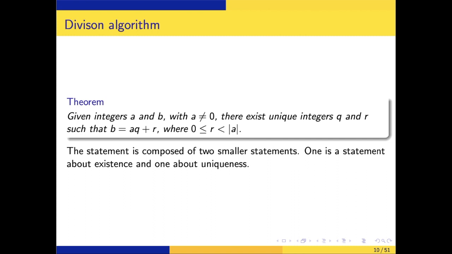The division algorithm states that if we have two integers a and b with a not equal to 0, then there exist unique integers q and r such that b = aq + r, where r is greater than or equal to 0 and less than |a|. So this statement is composed of two smaller statements. One is a statement about existence and one is about uniqueness.